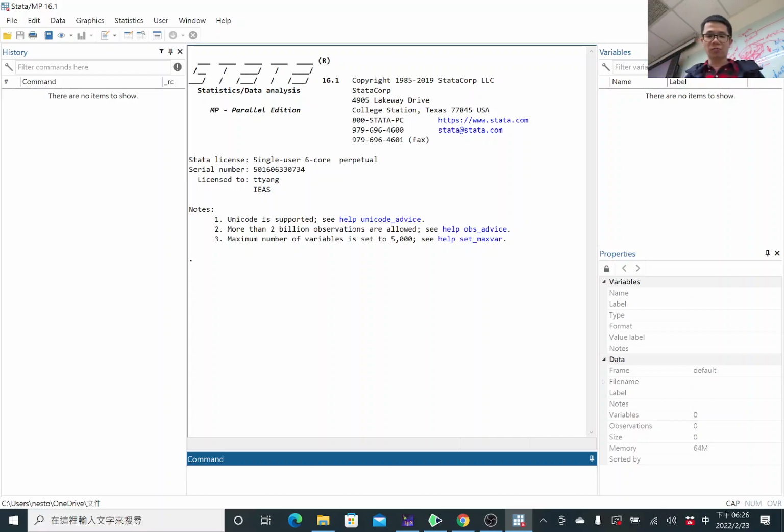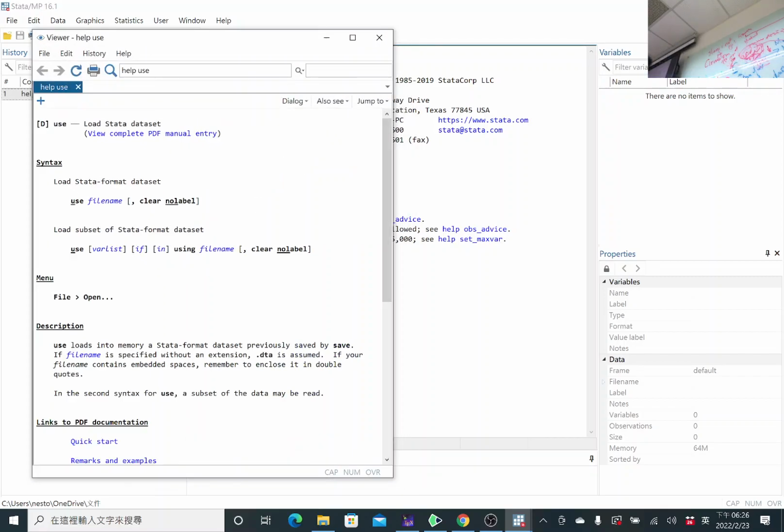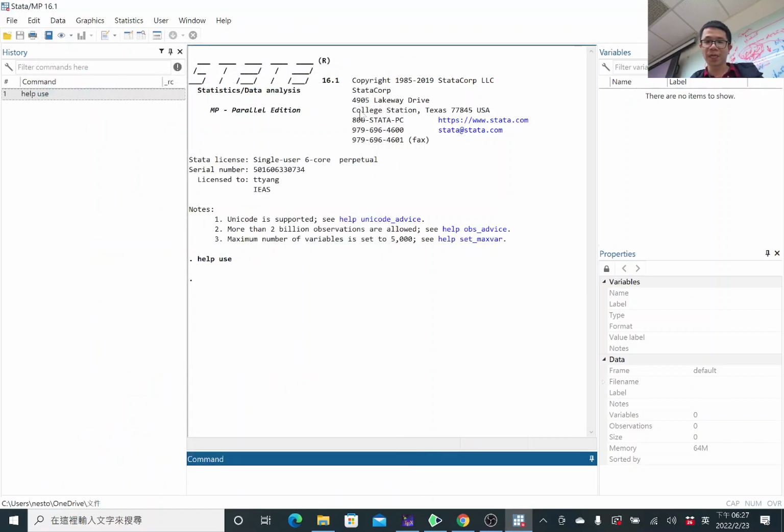So for example, you can type help use, and you get this. This command teaches you how to use a specific command. That's just an example, but you will learn how to use that later, in a later class. So this is the command, and the result will show up here.